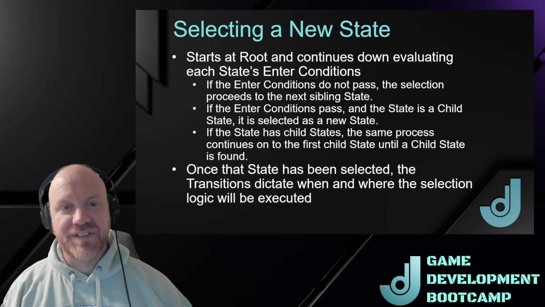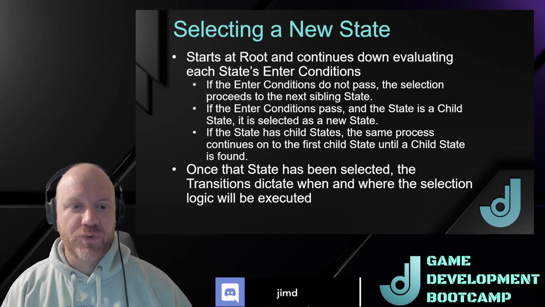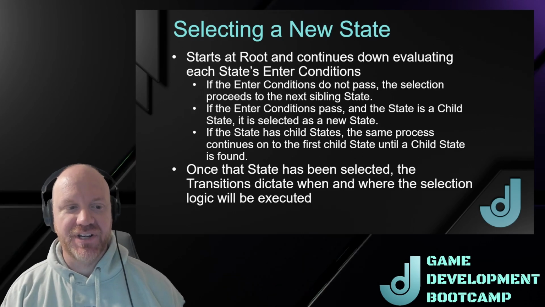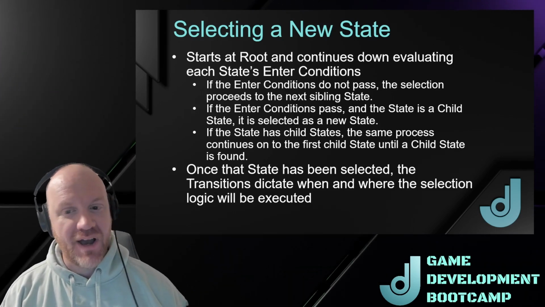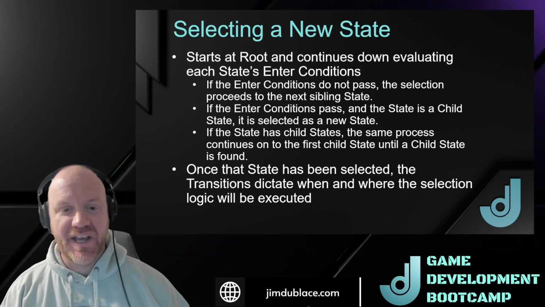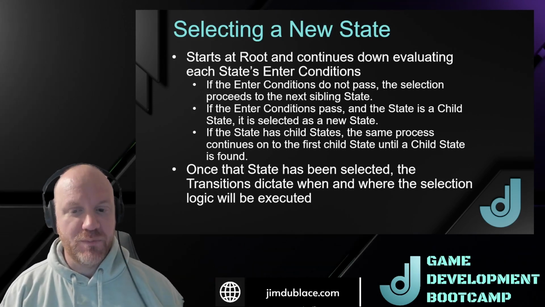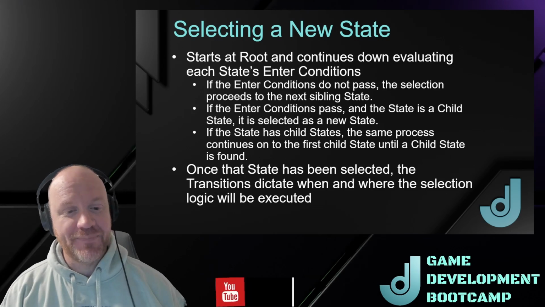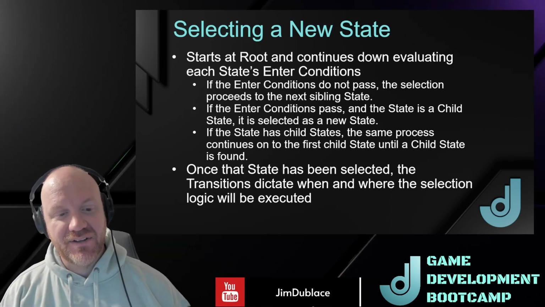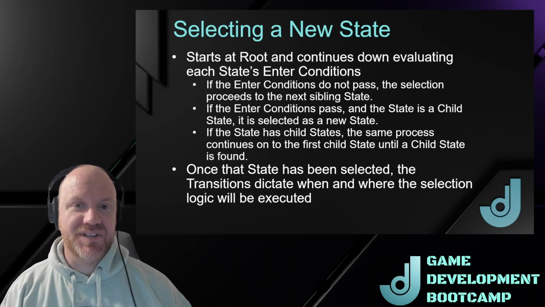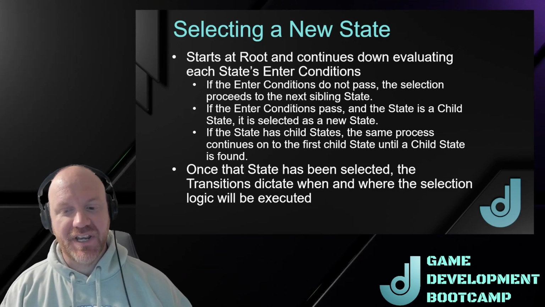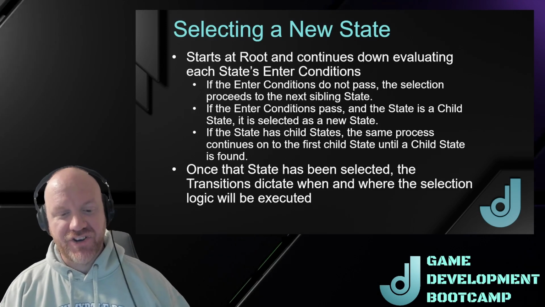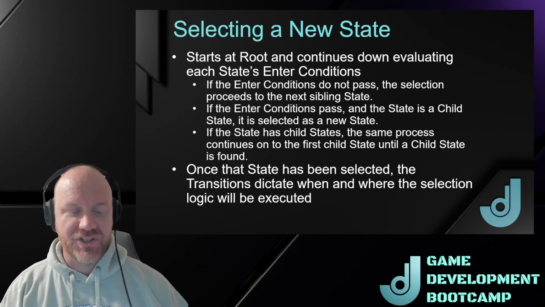Well, we want to consider that we're going to start at the root of our state tree, and we're going to continue evaluating each state's enter conditions. Now, if the enter conditions do not pass, the selection moves to the next sibling state. If the conditions do pass, then the state is selected as the new state. If the state has child states, the same process continues onto the first child state until a leaf state is found. Once that state has been selected, the transitions dictate when and where the selection logic will be executed.